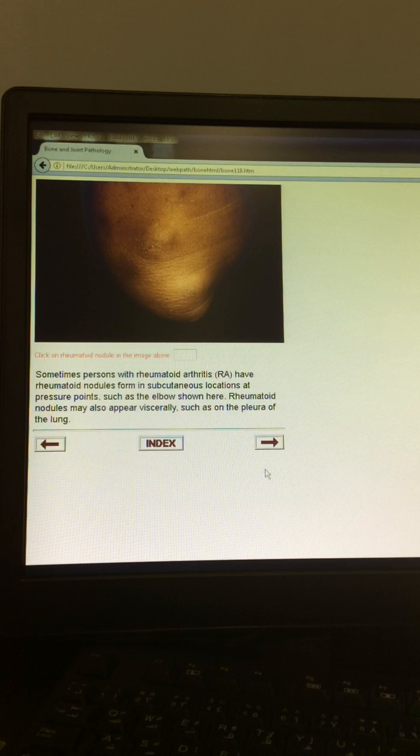Another abnormality or clinical finding that you may see in your patient with rheumatoid arthritis is this nodule, which is called a rheumatoid nodule. It usually occurs in subcutaneous locations at pressure points like the elbow joint, but rarely may be seen in visceral organs like the pleura of the lung.